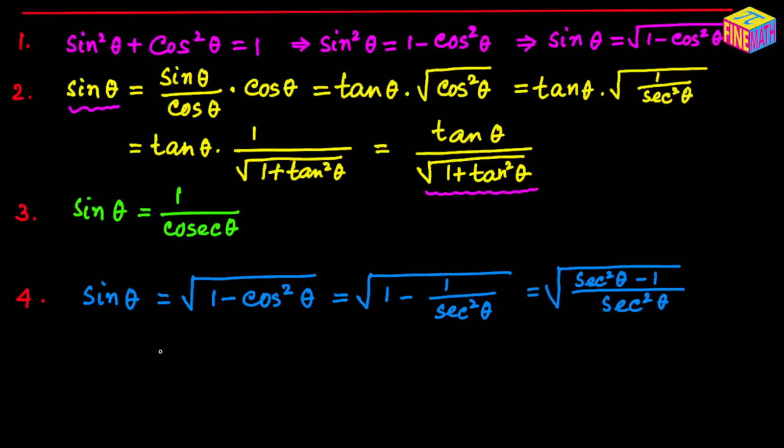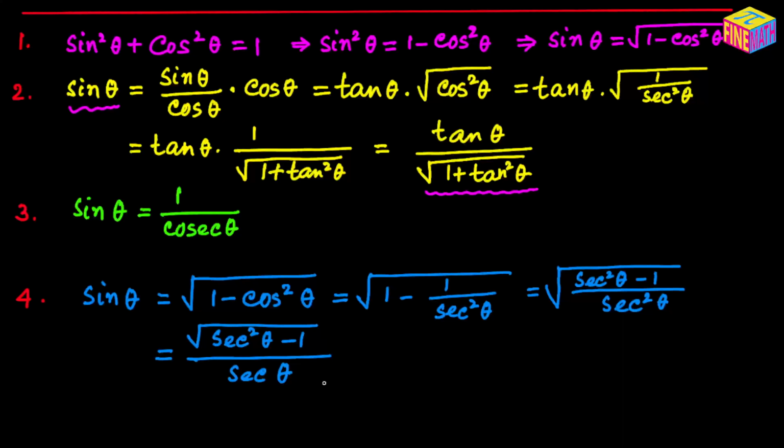So we can write it as square root of secant square theta minus 1 divided by, if I take the secant square theta outside of the square root, secant theta. So we have been able to write sine theta in terms of secant theta. Now you see in this value, there is no other ratio, only secant theta.